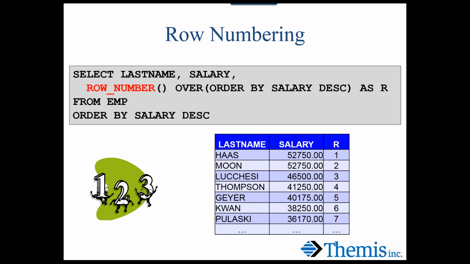So the 3 functions work very similarly. The only differences between the 3 are how they deal with the ties. Do we skip numbers? Do we not skip numbers? Do we duplicate numbers for those ties? Other than that, I can use any of those same partitioning or order by clauses in that over of any of the three functions. They're all going to work the same that way.